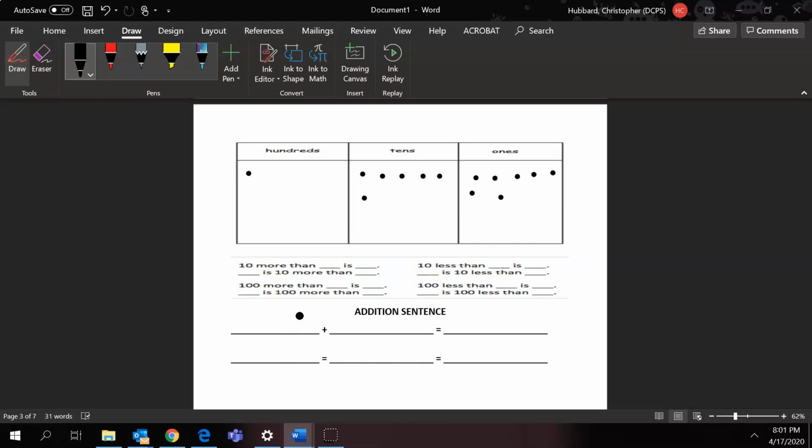So now I want you to give me an addition sentence, and I want it to start with the number 157. Awesome. 157 plus 10 equals 167. Now give me another addition sentence that starts with 167. Also, 167 equals 157 plus 10. Sorry, this should say plus here. Plus 10.